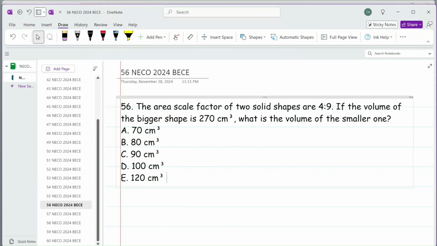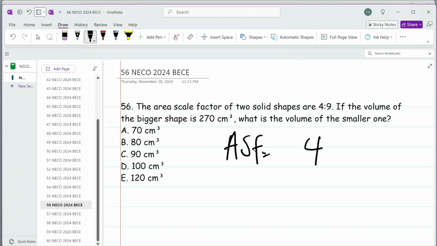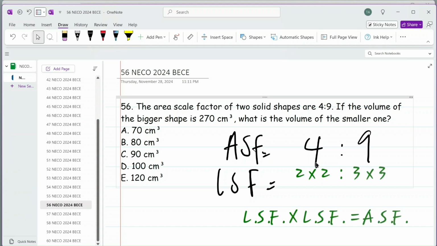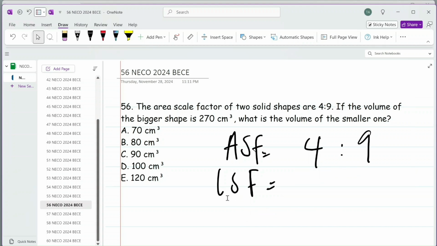So let's start. Area scale factor, which is ASF, is 4:9. Linear scale factor from the area scale factor, for you to get the area scale factor from the linear scale factor, you have to multiply two same numbers to get the value for the area scale factor. That means to get back to the linear scale factor, you have to find the square root of 4 and the square root of 9. So linear scale factor is square root of 4 ratio the square root of 9. The square root of 4 is 2 and the square root of 9 is 3.